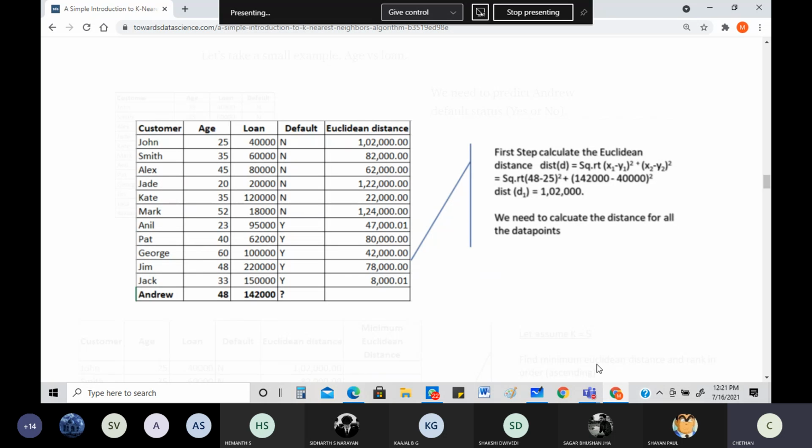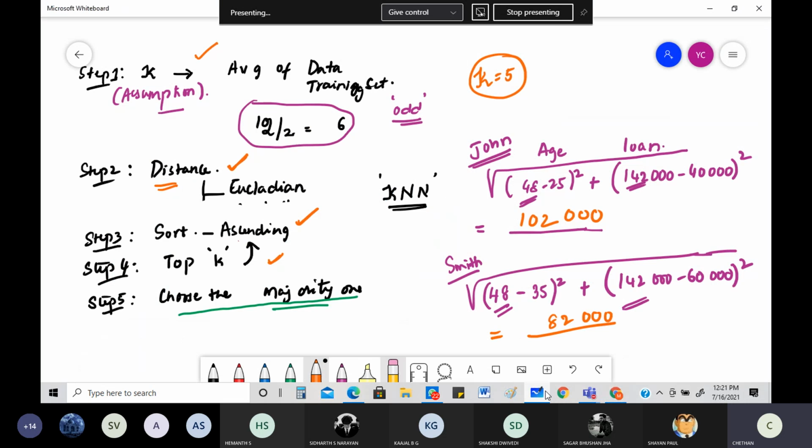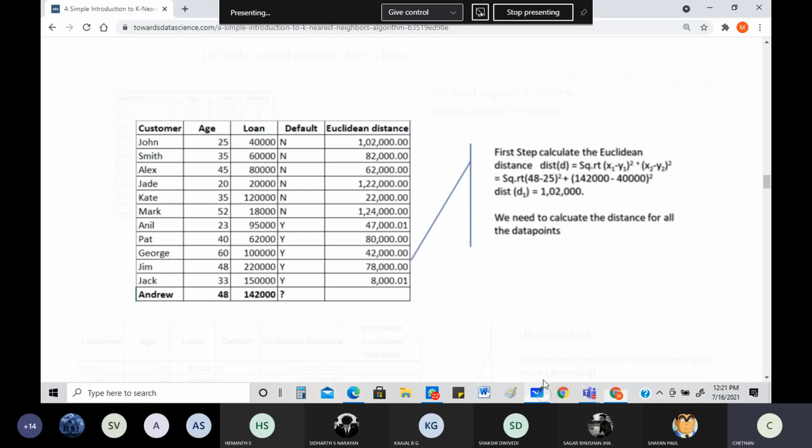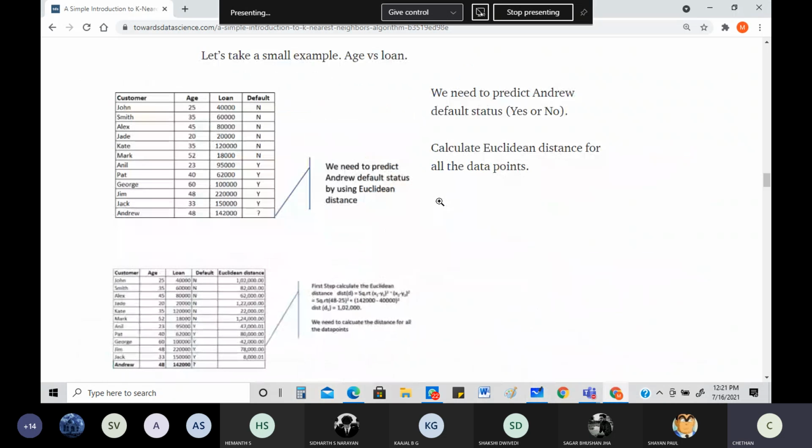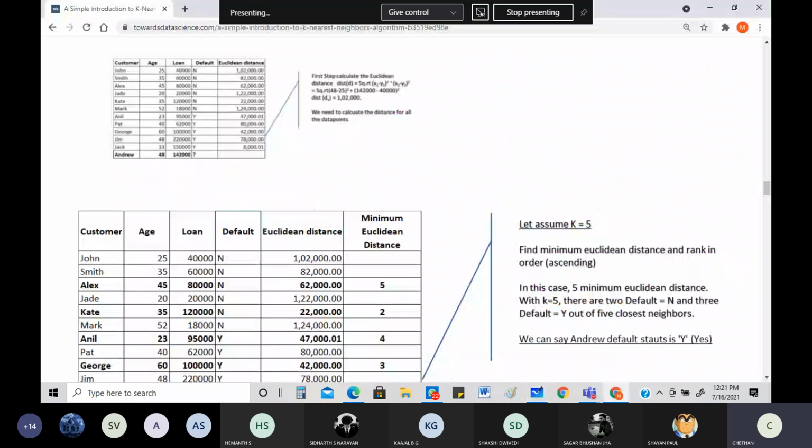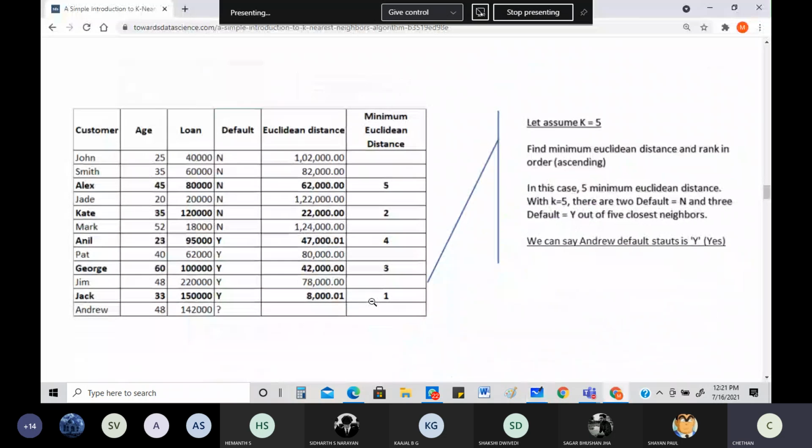Okay, now what is the next thing? I told you very clearly. The next thing is you need to sort it and figure out the top k. In this case, top 5. So let me go and sort that. If I've done that, this is what I get.